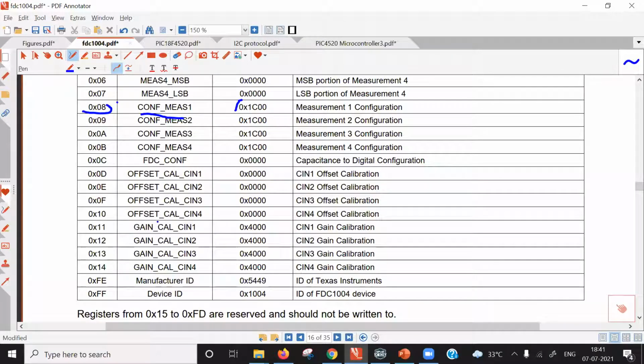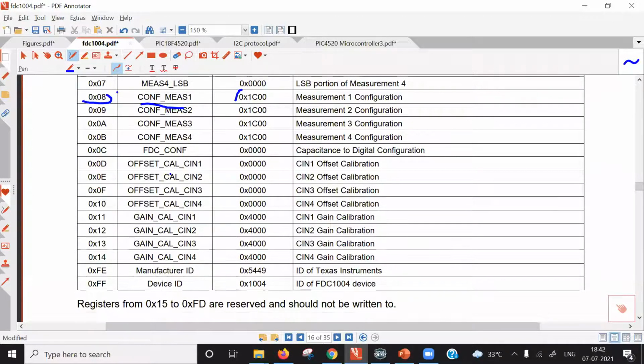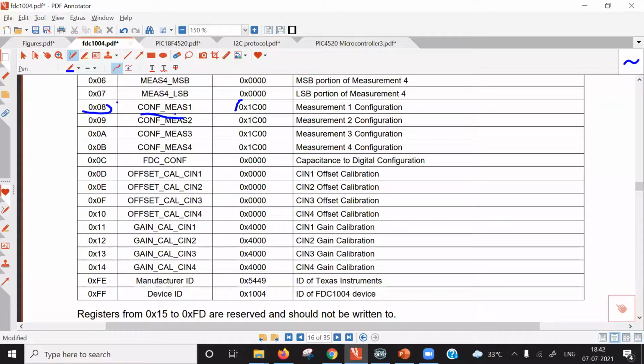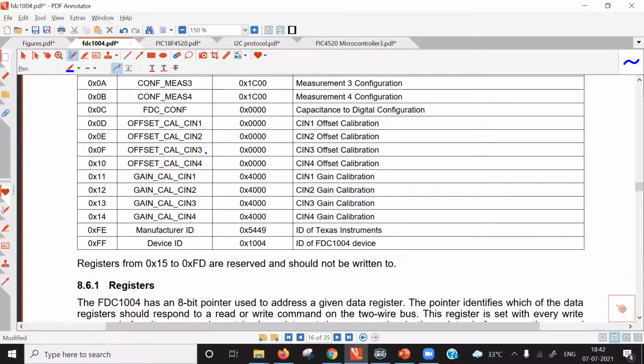Then there are offset calibration registers. Using the offset calibration register, we can remove offset capacitance up to 16 picofarad, and with the CapDAC module, we can remove offset capacitance up to 100 picofarad. So this CapDAC module we can enable or disable with config MES1 bits. I am going to discuss it, don't worry.